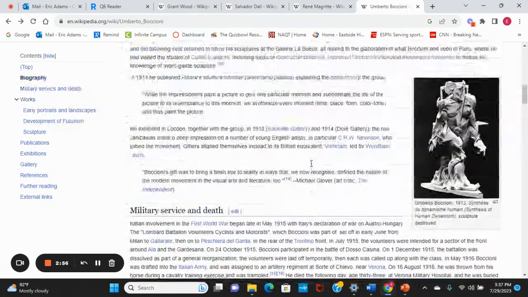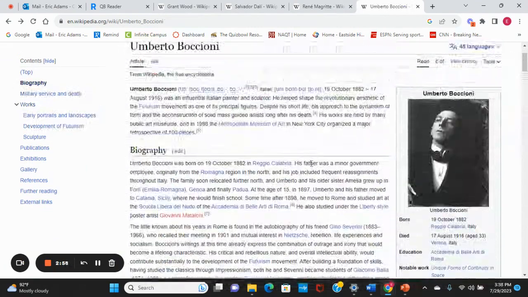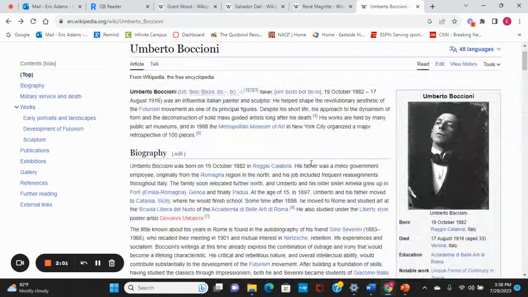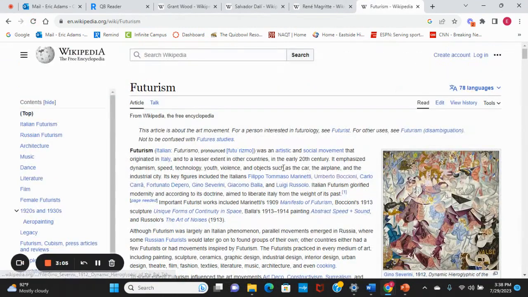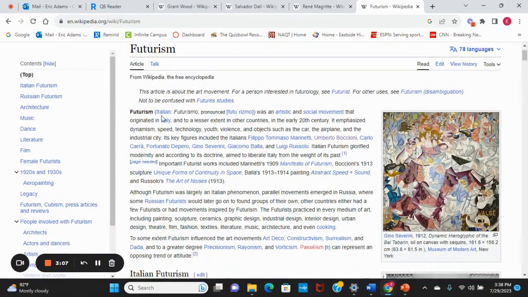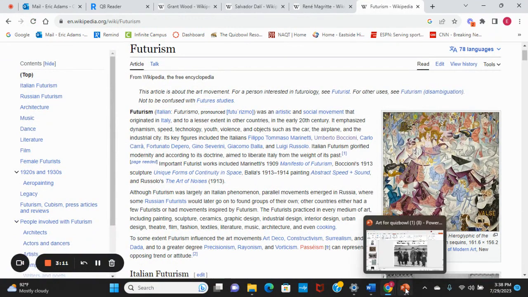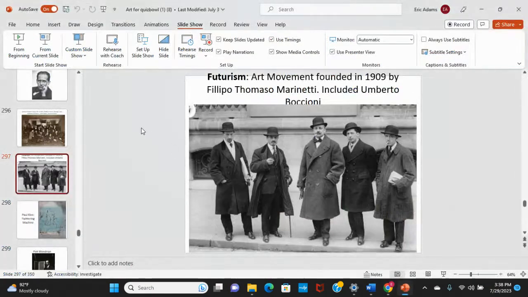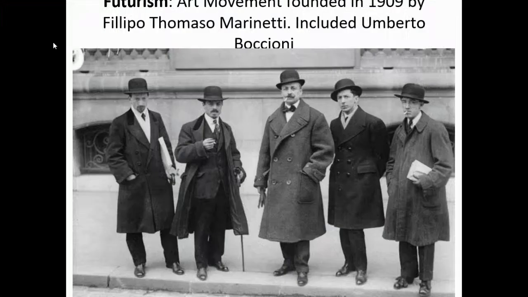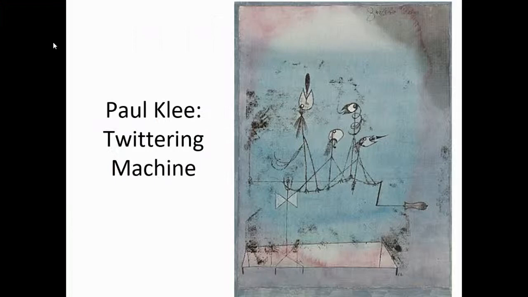So all of this is Boccioni that you can see here as I scroll on his Wikipedia page. He's revolutionary in the Futurism movement, an artistic and social movement that originated in Italy. But you can look up more of it on your own time. In the interest of keeping these things short, we will move on to the next thing, which is Paul Klee, Twittering Machine. In order that the question doesn't go dead, that's all you really need to know. And so you can see it there.